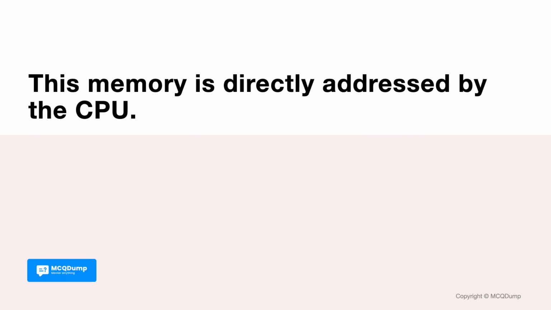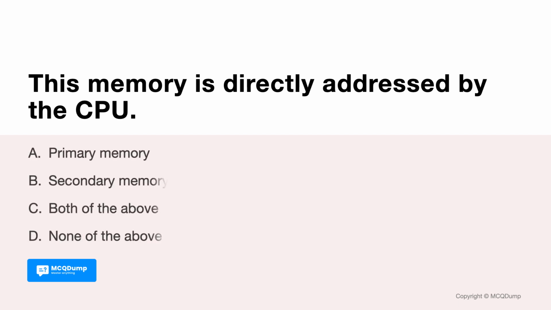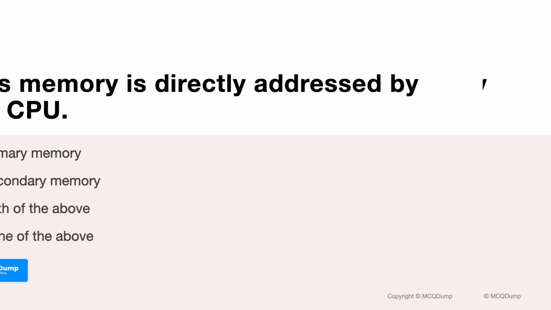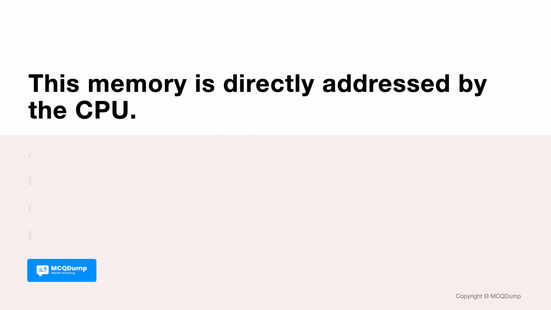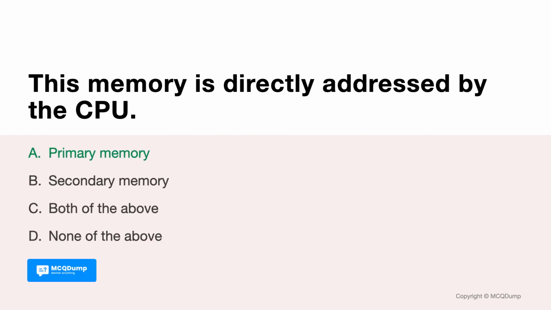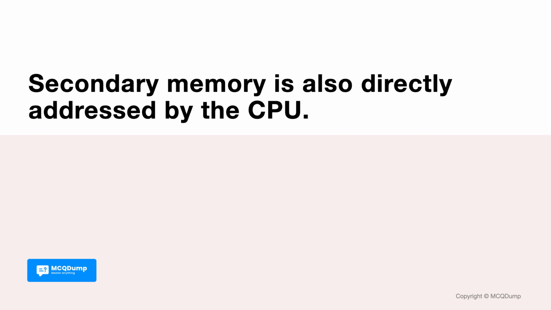This memory is directly addressed by the CPU. Options are A. Primary memory, B. Secondary memory, C. Both of the above, and D. None of the above. Answer is A. Primary memory. Primary memory is directly addressed by the CPU. Secondary memory is also directly addressed by the CPU. True or false? False. Secondary memory is not directly addressed by the CPU.